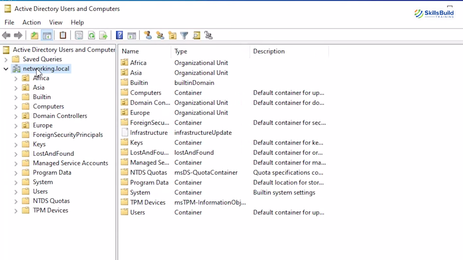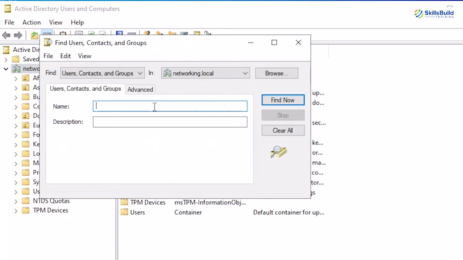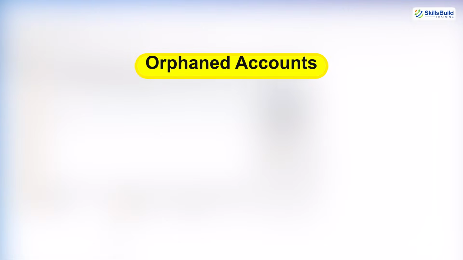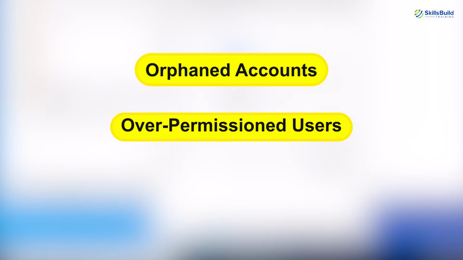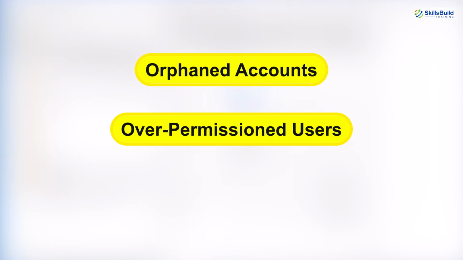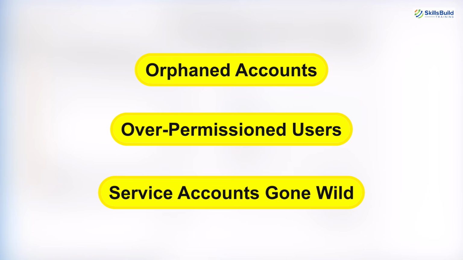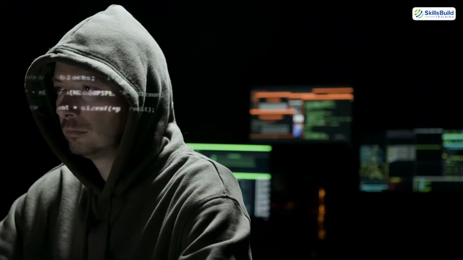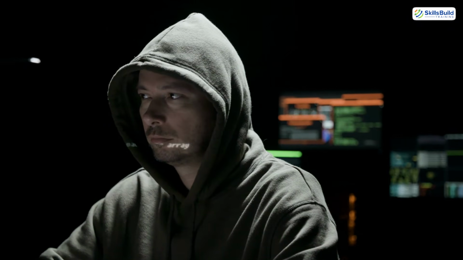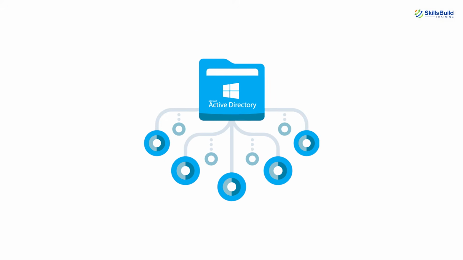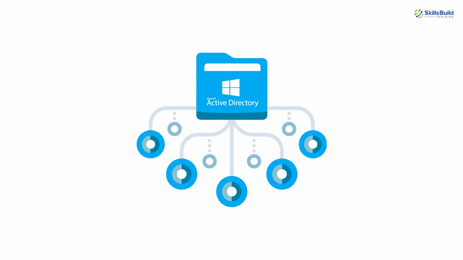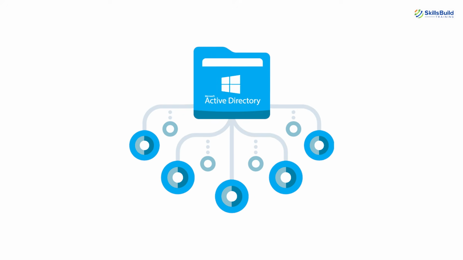Miss one checkbox, forget one tiny setting, and you could end up with orphaned accounts, ghost users still roaming on your network, over-permissioned users, basically handing them admin keys to the kingdom, and then service accounts gone wild, running 24/7 with zero restrictions. These are the cracks hackers crawl through. That's why every click matters. Active Directory isn't just a tool, it's your company's digital fortress, and you are the gatekeeper.